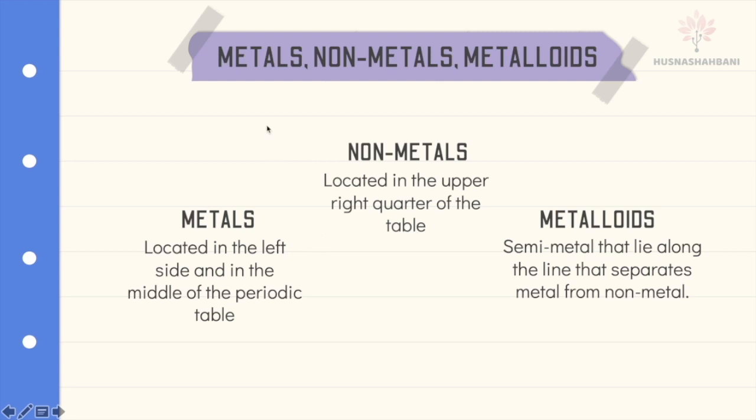Next, metals, non-metals, metalloids. Metals are located on the left side and in the middle of the periodic table. Non-metals are located in the upper right quarter of the table, so at the upper periodic table and on the right. Metalloids are semi-metals that lie along the line that separates metals from non-metals. So they are in the middle of metals and non-metals.